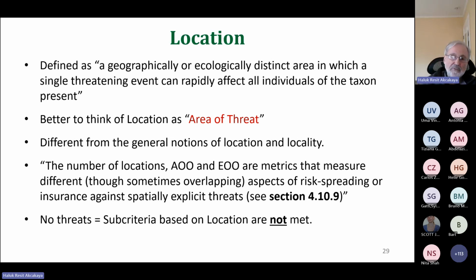Now, an important thing is that if there are no threats, sub-criteria based on locations are not met. So you cannot say that if there are no threats, then the number of locations is 0. It is not 0. The number of locations in that case is basically, well, I'll come to that, how to determine the number of locations when some part of the range is not under a threat. But basically, if there are no threats anywhere in the range of the species, you have to assume that the sub-criteria that use the term location are not met.